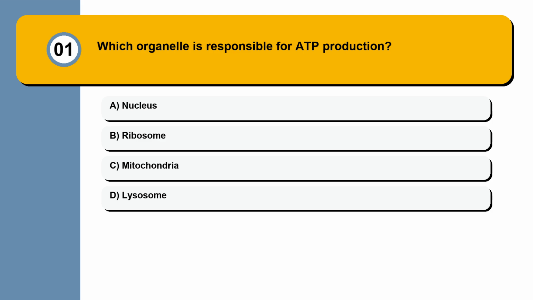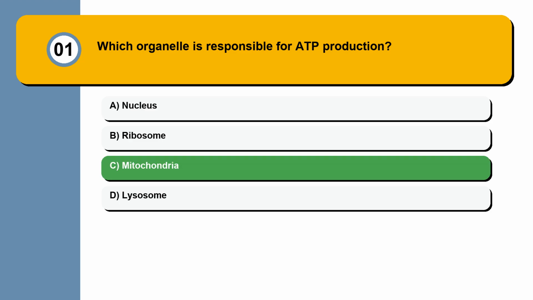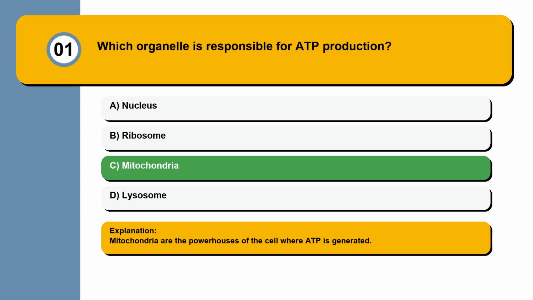Question 1. Which organelle is responsible for ATP production? Nucleus, ribosome, mitochondria, lysosome. Mitochondria are the powerhouses of the cell where ATP is generated.